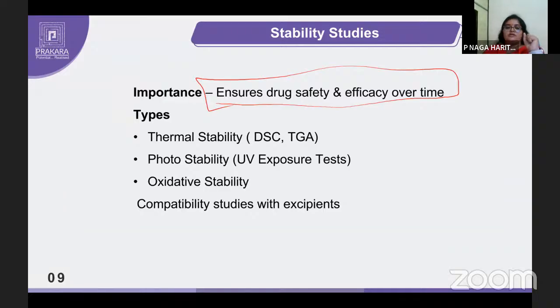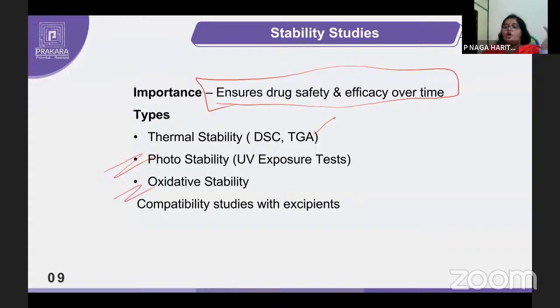And we have various types of stability studies like thermal stability studies, where we use differential scanning calorimetry and thermal gravimetric analysis to assess how the drug is responding to the heat. Whether in the presence of heat the drug is undergoing degradation or it is not showing any deviation from its usual properties, that we are going to see by using these thermal properties. And then photostability, that means what is its sensitivity towards light. So you expose the drug to UV light to test its degradation to the light.